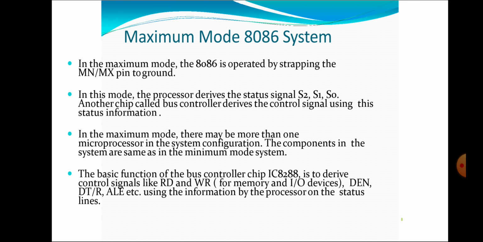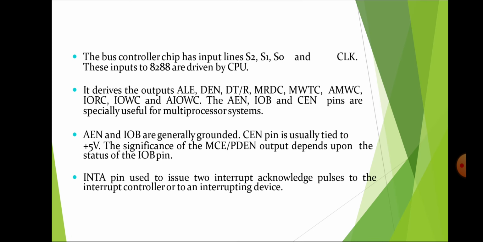Okay. So in the maximum mode, there may be more than one microprocessor in the system configuration, and the components in the system are the same as in the minimum mode system, and the basic function of the bus controller chip IC 8288 is to derive the control signals like RD and WR for read or write for memory and input output devices, and DEN, DT/R, ALE etc. from the information given by the processor on the status lines.